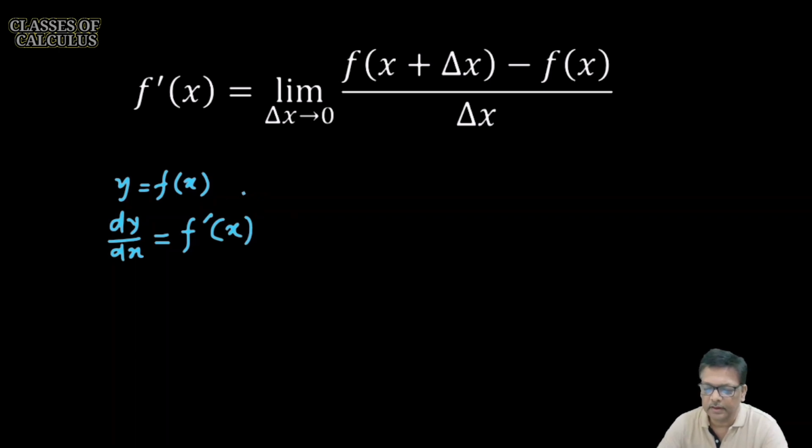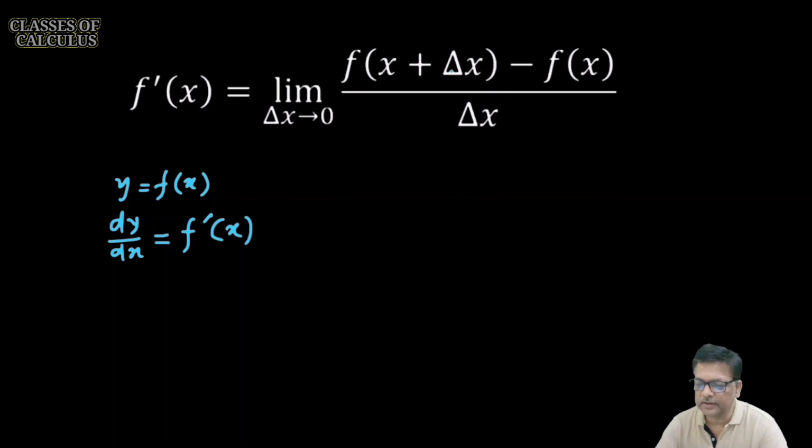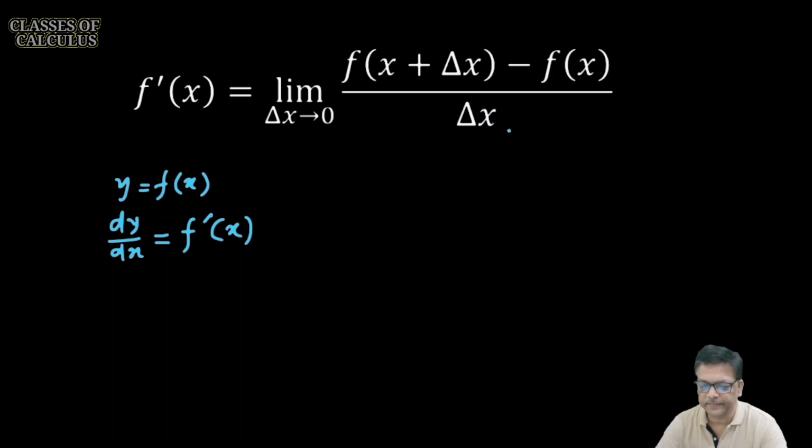So for a function which is defined in a certain interval, we have the derivative dy by dx or f dash x. Mathematically, f dash x is equal to the limit as del x tends to 0 of f(x plus del x) minus f(x), divided by del x, where del x is a small increment for x. So this is the mathematical definition of the derivative of a function.